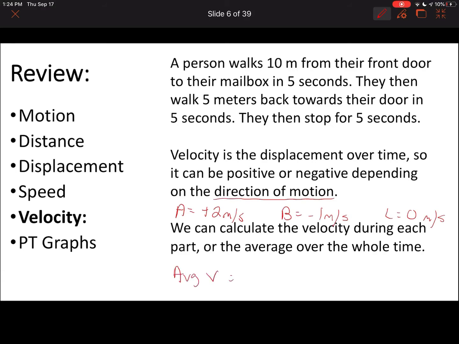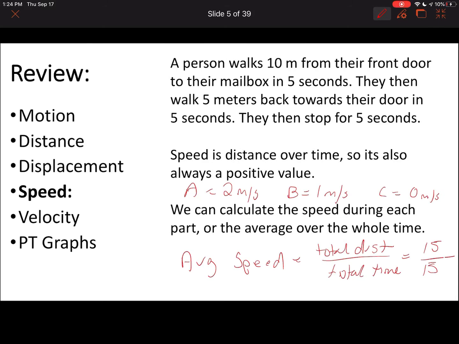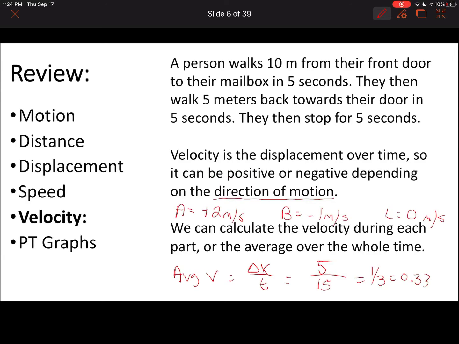Average V is delta X over T. What's my total displacement? Well, we already said it was 5. That's still over 15. So 5 over 15 is going to be my average velocity, which is different than the value that I got last time, which was 15 over 15, and I got 1. So average speeds and velocities can often come out to be different values. Even if the parts that we got here, here, and here were essentially the same numbers, this negative really ends up making a difference in the long run.